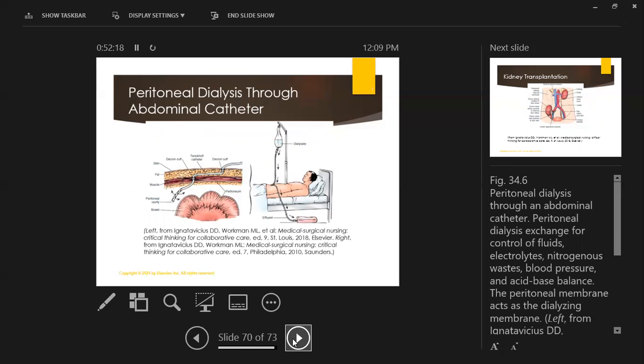Peritoneal dialysis. So this is the abdominal dialysis potential. It's done through an abdominal catheter. It helps to exchange fluids, electrolytes, nitrogenous waste is removed. Blood pressure is balanced out, and there's an acid-base balance accomplished as well. The peritoneal membrane acts as the dialyzing membrane, and so we pull that through there.